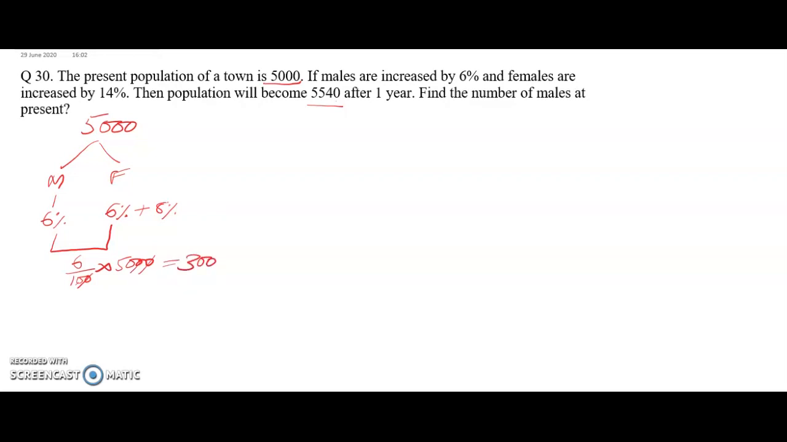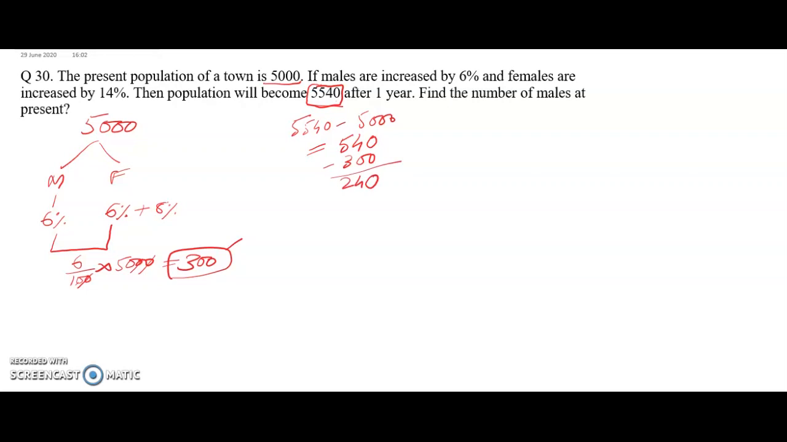So 300 population will be increased. The present population is 5,000 and the population after increase is 5,540. So 5,540 minus 5,000 will give us the total increase in the population, which is 540. Now 300 is increased here. So if we subtract 300 from 540, we will get 240.